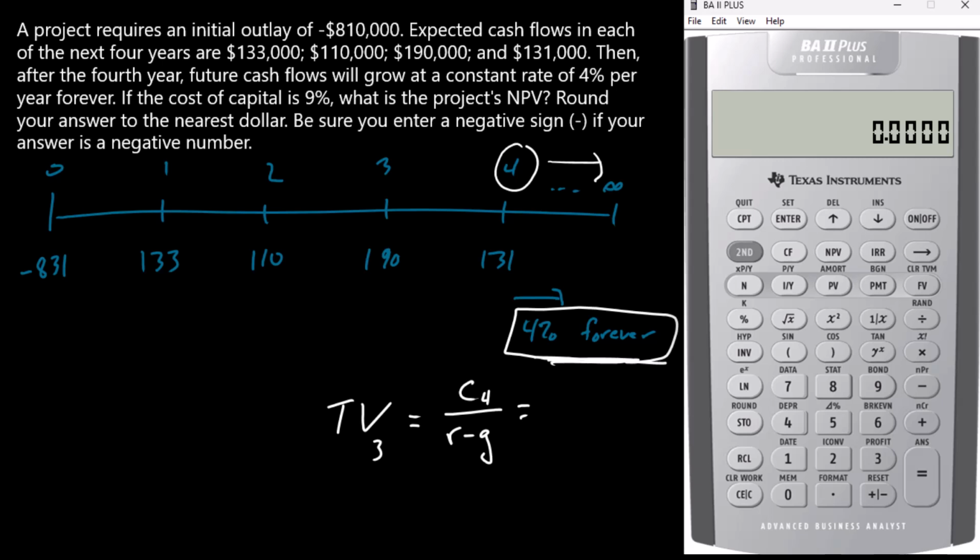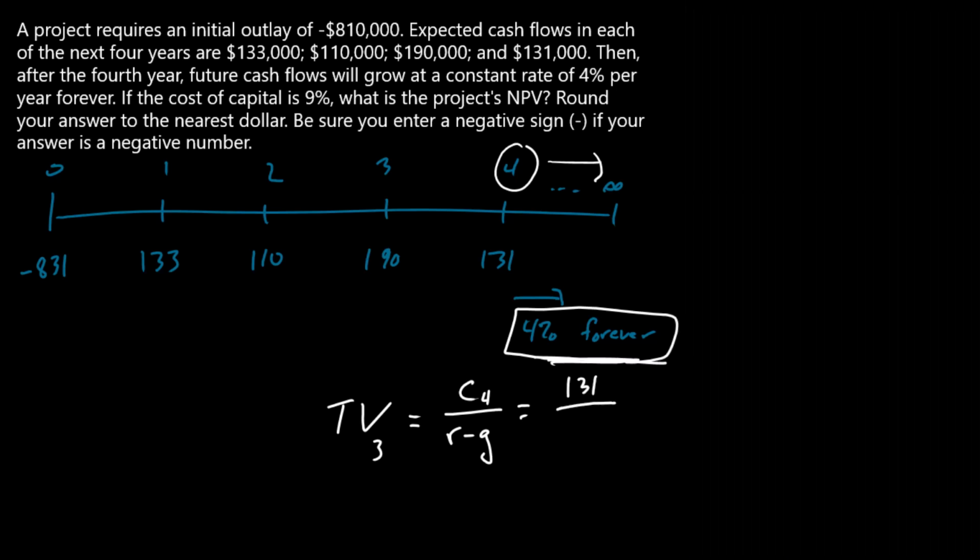So our terminal value at time 3 is going to be our cash flow at time 4. So that's 131. We're going to divide that by the discount rate, or the cost of capital, which is 9%, minus the growth rate. And we get 2620. Okay. So again, writing all this down, it's going to be 131 divided by 0.09 minus 0.04, and that's going to equal 2620.